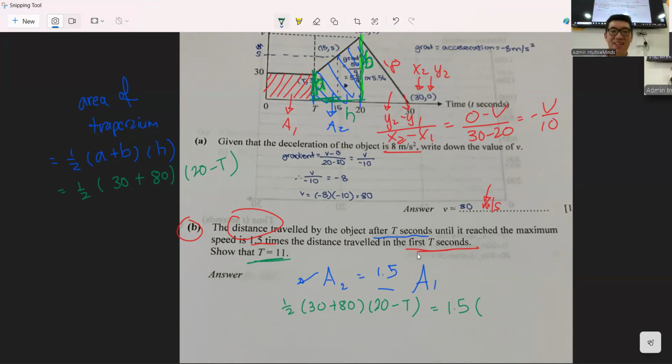What is A1? Yeah, A1 stands for area 1. So what is A1? This is A1. What is A1? That's it. What? There's no such thing. I was just testing you. It's 30 times T. All right. Okay. So now you can solve and see if T is equal to 11 or not.